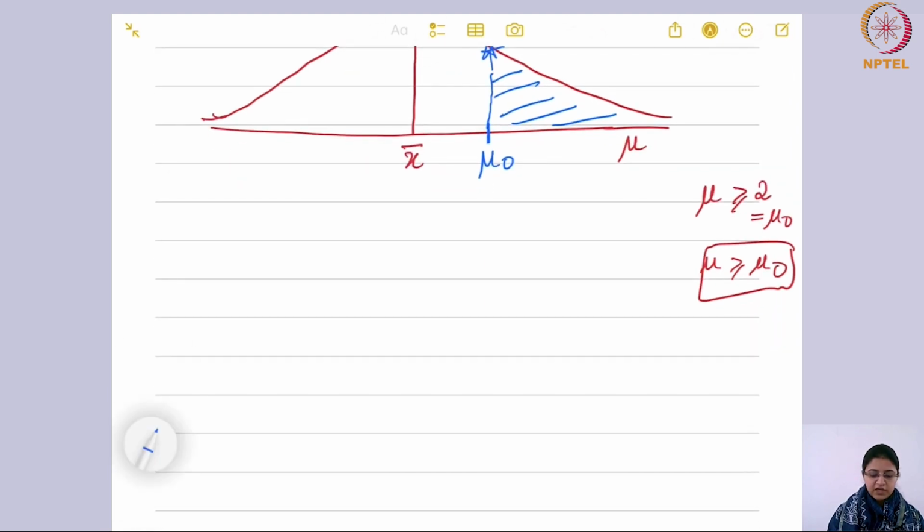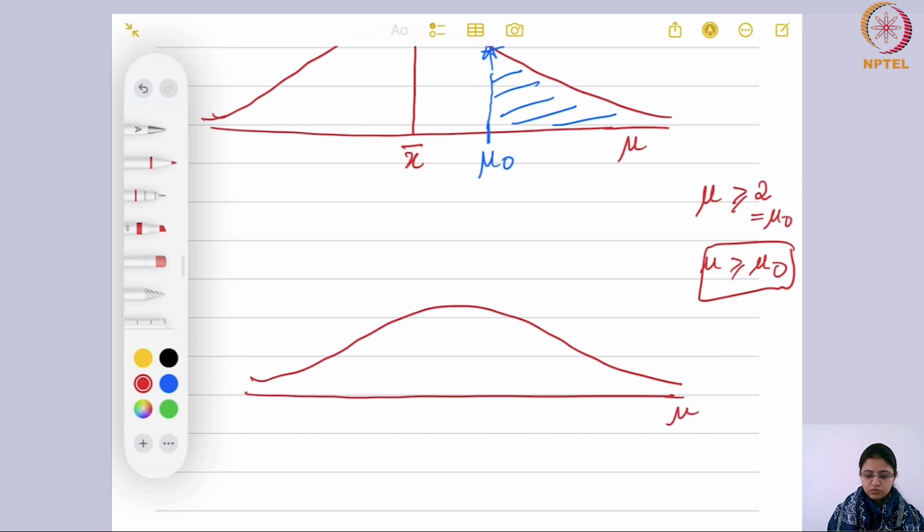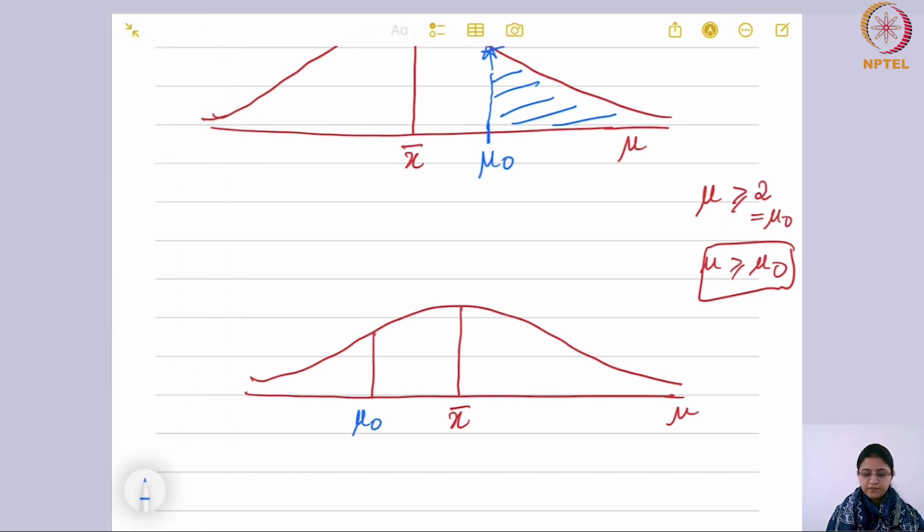The other situation can be when you have, let us redraw this. Here is mu, this is x bar, and here mu naught is present, right? Okay, now again you have to look at mu greater than or equal to mu naught. So it means you are focusing on this region, right? And here the maximum is occurring at this point.